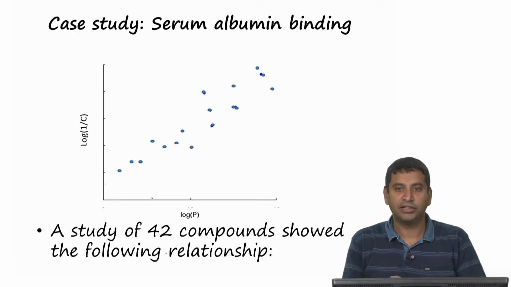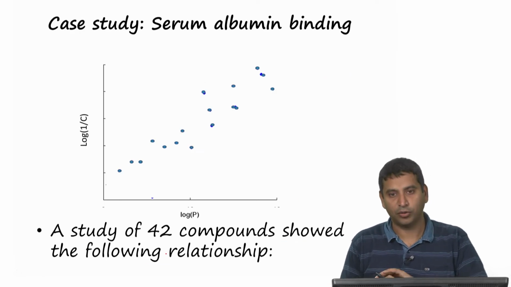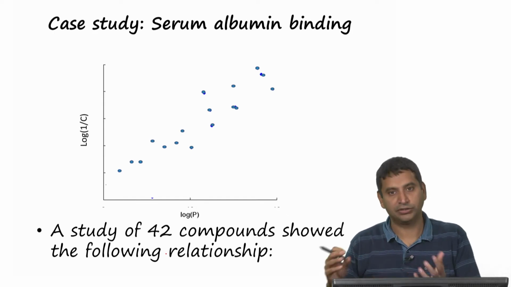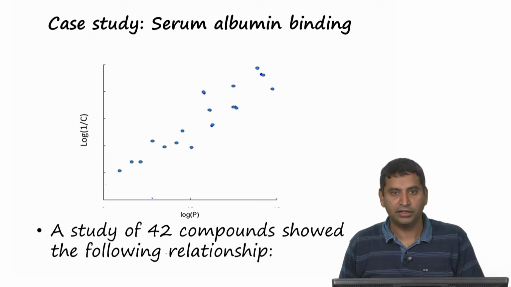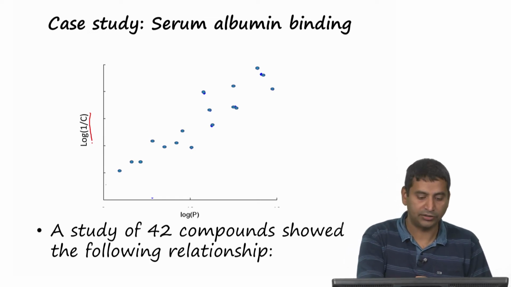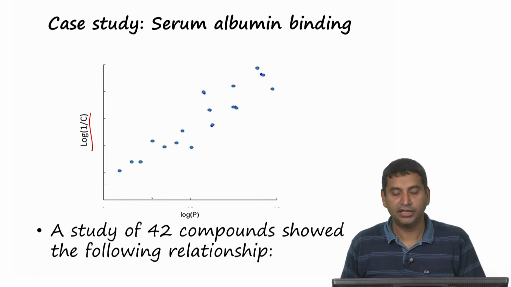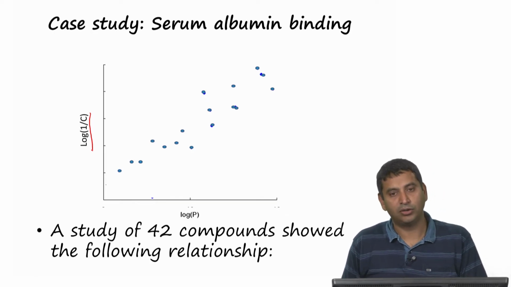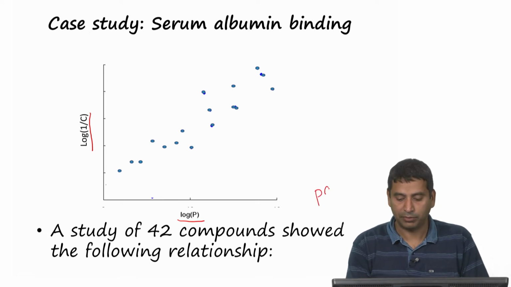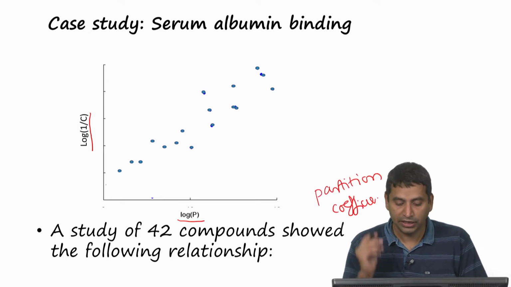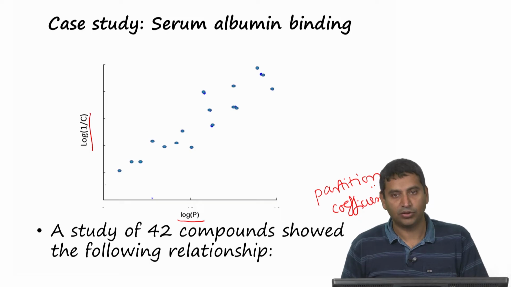Okay. So, here is a case study. Here they have taken about 42 compounds and they have studied the ability of this group of molecules to bind to serum albumin. So, they find that if I take the ability to bind serum albumin as C and then take a log of it and plot log of 1 by C versus log of P, because log of P is the partition coefficient, I can study what the trend is.